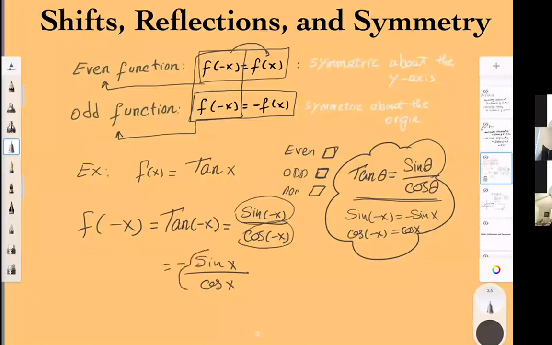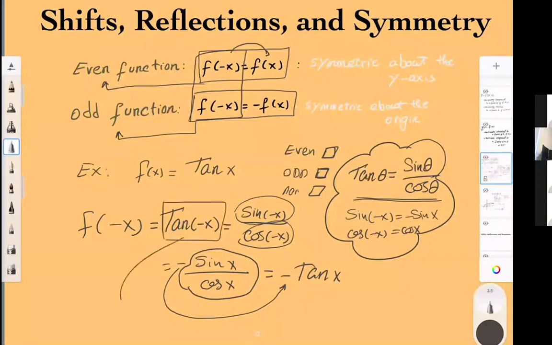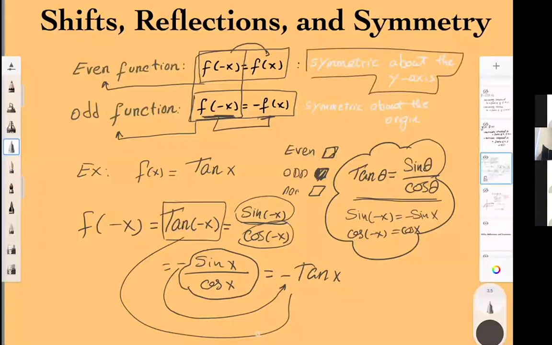What is sine over cosine? It will be tangent of x, and the negative is here, so negative tangent of x. So is this even or odd? Odd. Very nice. So tangent of negative x becomes negative tangent of x. That means f of negative x equals negative f of x. It will be odd. If the function is even, it has symmetry about the y-axis, that's another property of even.